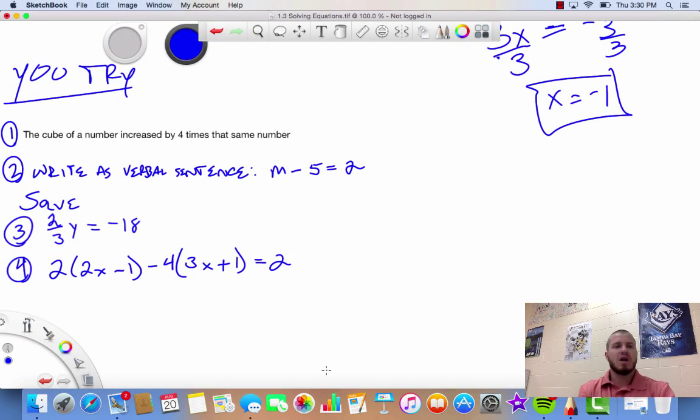Okay, so here are some U-tries. The first one, write the verbal sentence as an algebraic sentence, as an algebraic expression, I'm sorry. The second one, write the algebraic expression as a verbal sentence, and then solve the next two. I'll give you the answers here in a little bit, but first, you get your joke.